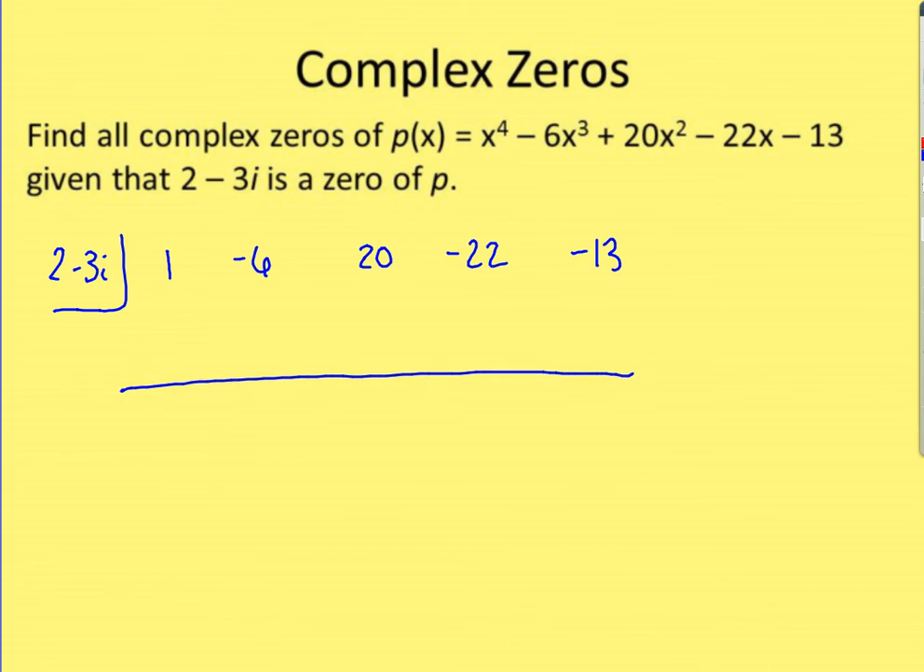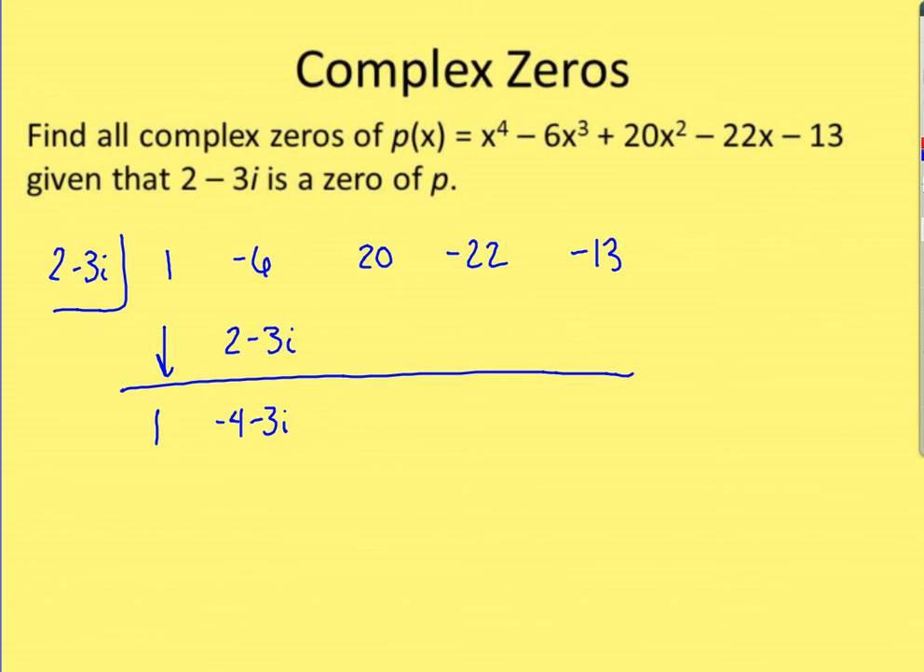Remember, you bring that first term straight down. 1 times 2 is 2. 1 times negative 3i is negative 3i. When you add straight down, negative 6 plus 2 gives me negative 4, and we're still bringing down that negative 3i. Now we actually have 2 times negative 3i. So we are going to have to multiply 2 minus 3i times negative 4 minus 3i.